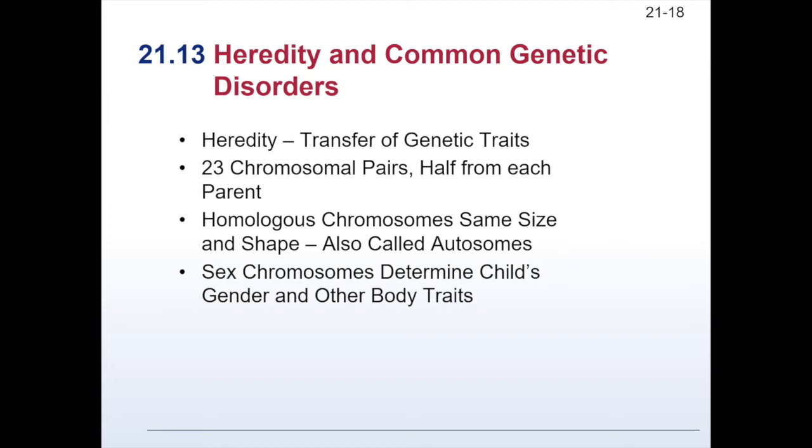In humans, each cell normally contains 23 pairs of chromosomes, for a total of 46. 22 of these pairs, called autosomes, look the same in both males and females. They are of the same size and shape and are also called homologous chromosomes. The 23rd pair, the sex chromosomes, differ between males and females. Females have 2 copies of the X chromosome, while males have one X and one Y chromosome. Sex chromosomes determine a child's gender and other body traits.